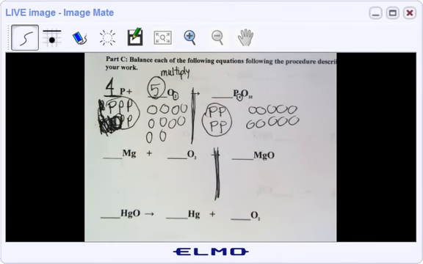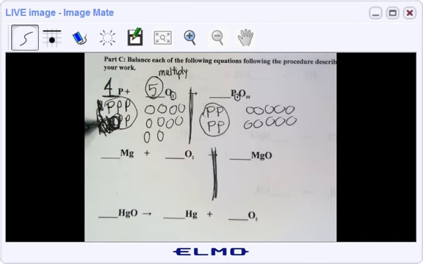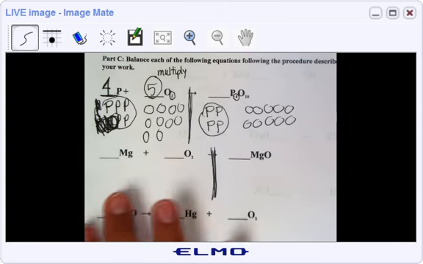Okay, and at this point you can see that it's equal on both sides. 4 atoms of phosphorus, 10 atoms of oxygen. This is the law of conservation of mass. That's what it means. It's the same amount of atoms on each side.